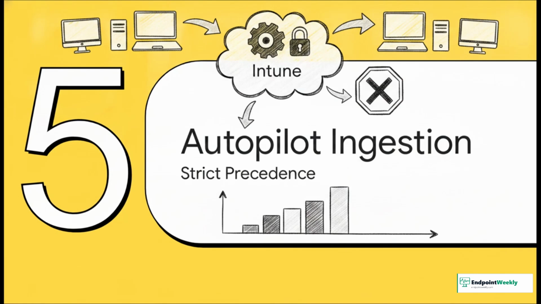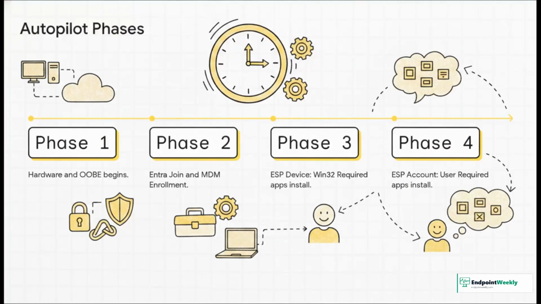All right, Section 5, Autopilot App Ingestion Rules. This is absolutely critical for keeping users from reaching the desktop prematurely. Windows Autopilot strictly respects a very specific timeline, and understanding this flow prevents the most common provisioning failures.